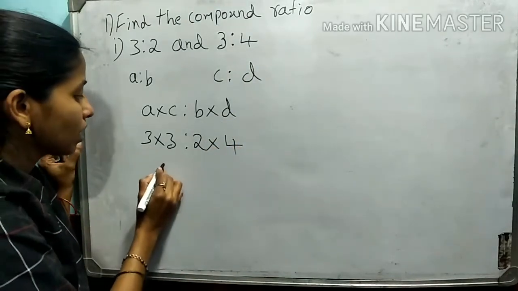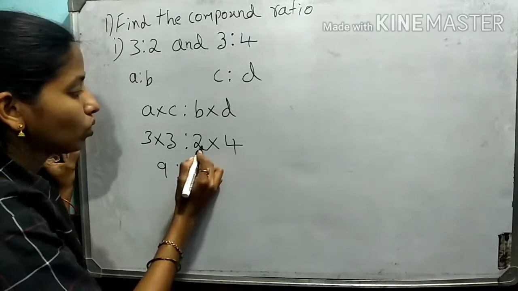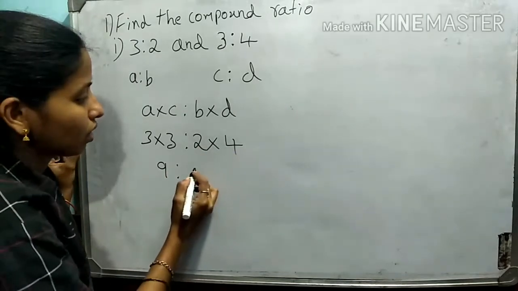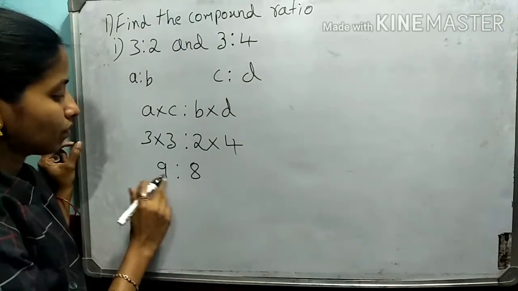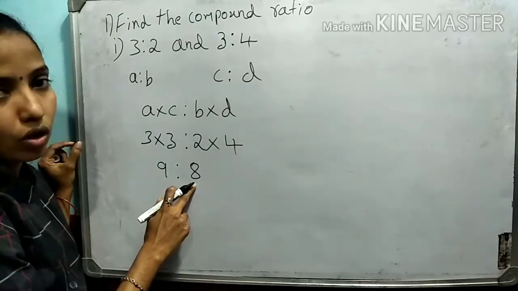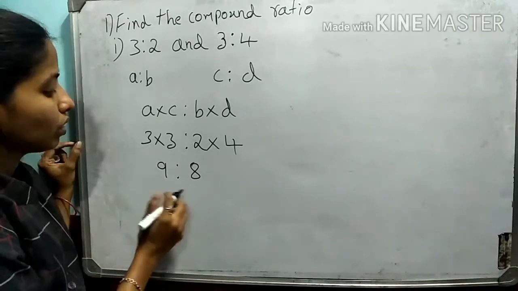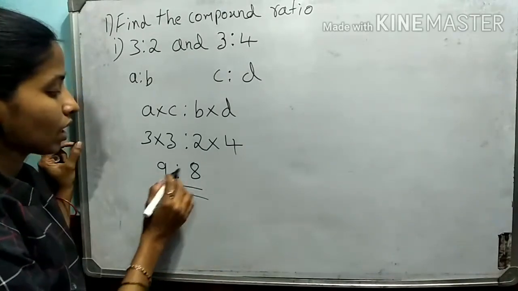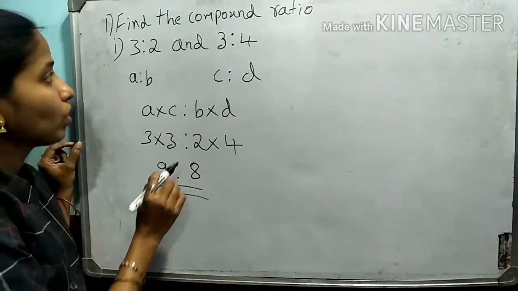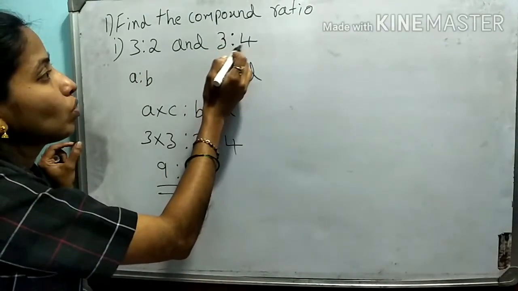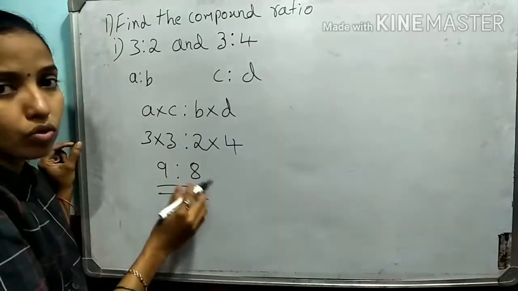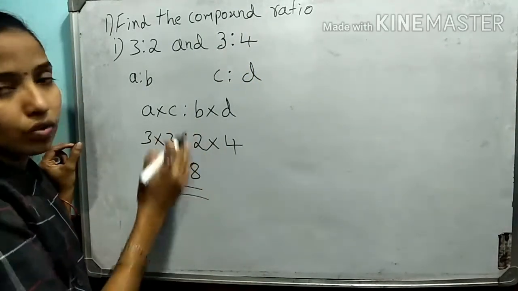So 3 3s are 9 is to 2 4s are 8. 9 is to 8. Further simplification not possible. So this is the answer. 9 is to 8. Compound ratio of 3 is to 2 and 3 is to 4 is 9 is to 8. Check your answer.